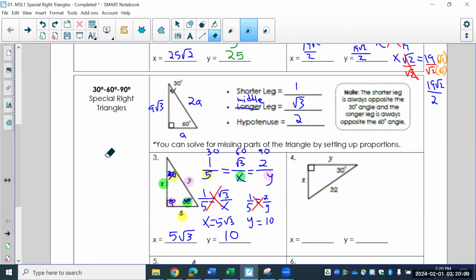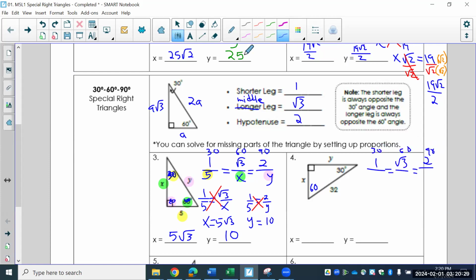It's actually, in my opinion, the hardest part of this is the radical rules. So let's take a look at this one. Again, I know this is a 30, 60, 90 because 30 and 90 would leave 60 right here. That gives me this proportion of 1, root 3, and 2, this being the 30, this being the 60, this being the 90. Then I'm just going to figure out where everything is. The setup is the most important part.